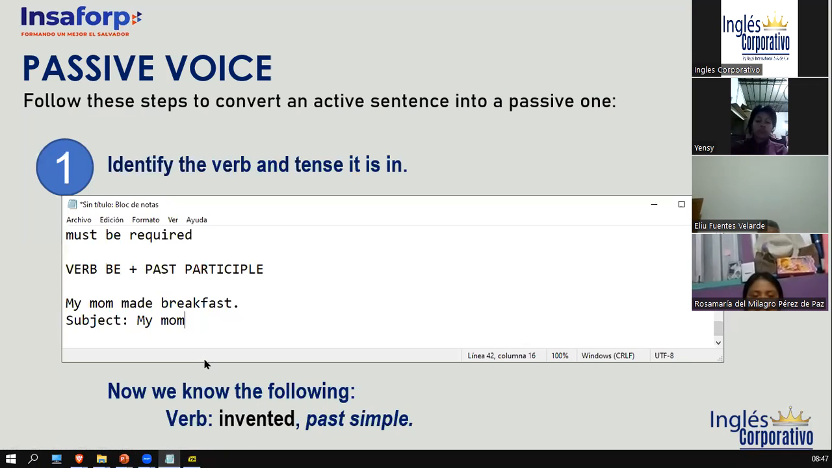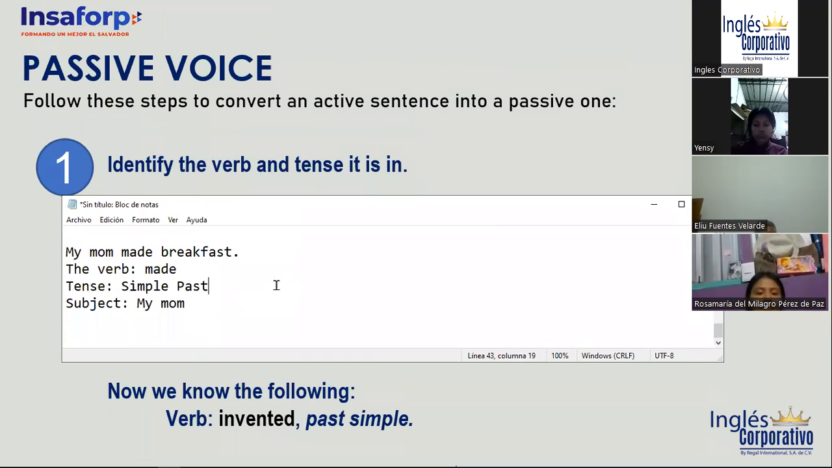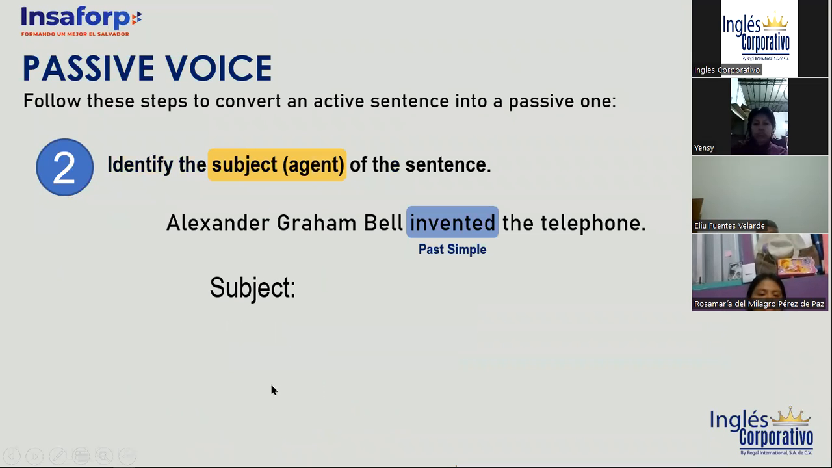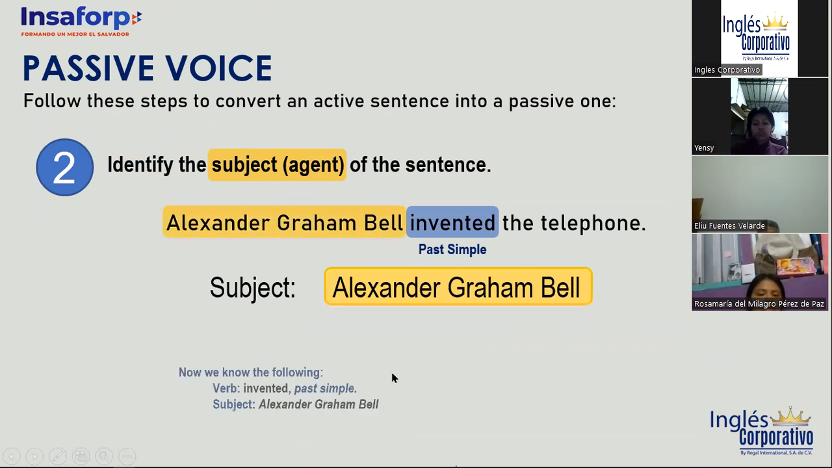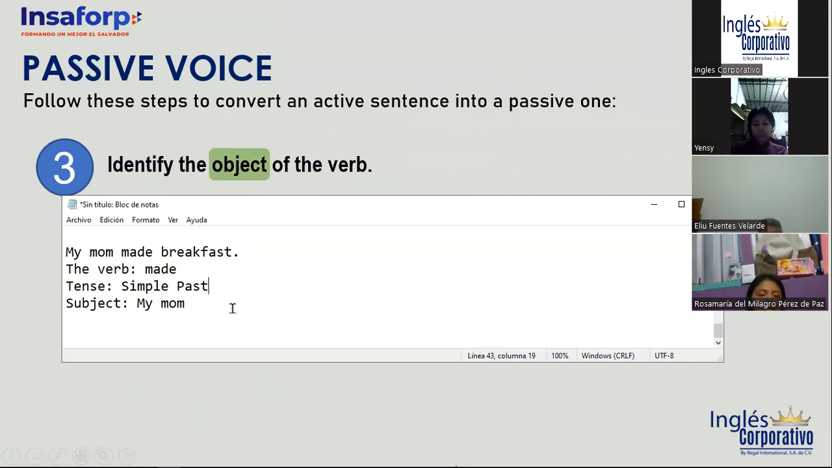Ok, what is the verb? Made. Ok, ¿y cuál es el tense? El verbo es made. ¿Y el tense? Simple past. Past, muy bien. Ok. Entonces ya tenemos acá tres, me falta uno. Ya tengo el verb, el tense y el subject. Ahora me falta el object. ¿Cuál sería el objeto de esta oración? Breakfast. Muy bien, correcto. Ok, so that is the object.